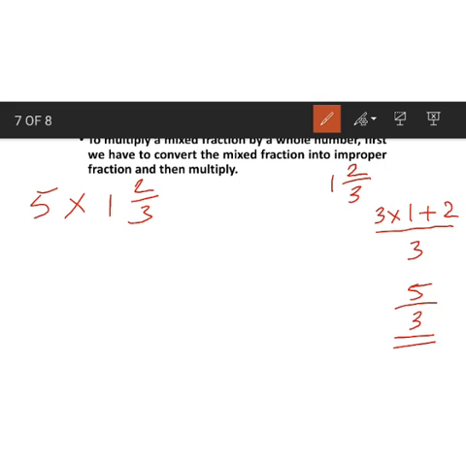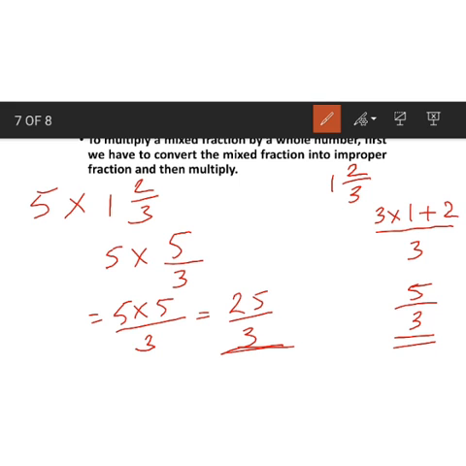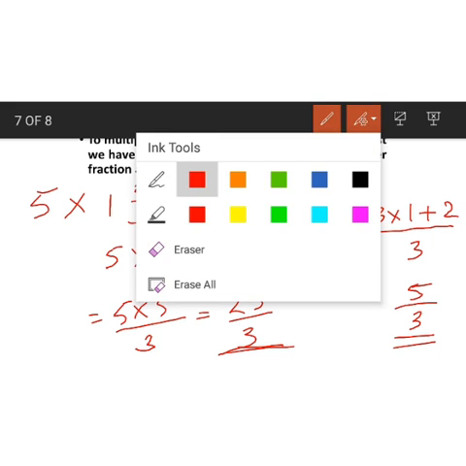So 5 into 1 2 by 3 will become 5 into 5 by 3. Now what we should do? We should multiply the whole number to the numerator. So this will be 5 into 5 divided by 3. And 5 into 5 is 25 divided by 3. So we got our answer as 25 by 3. Now let's move on.